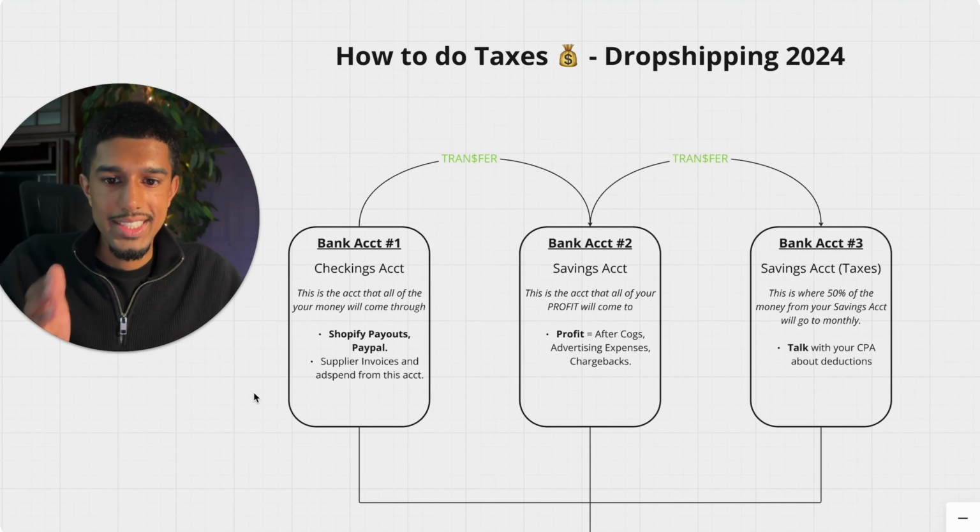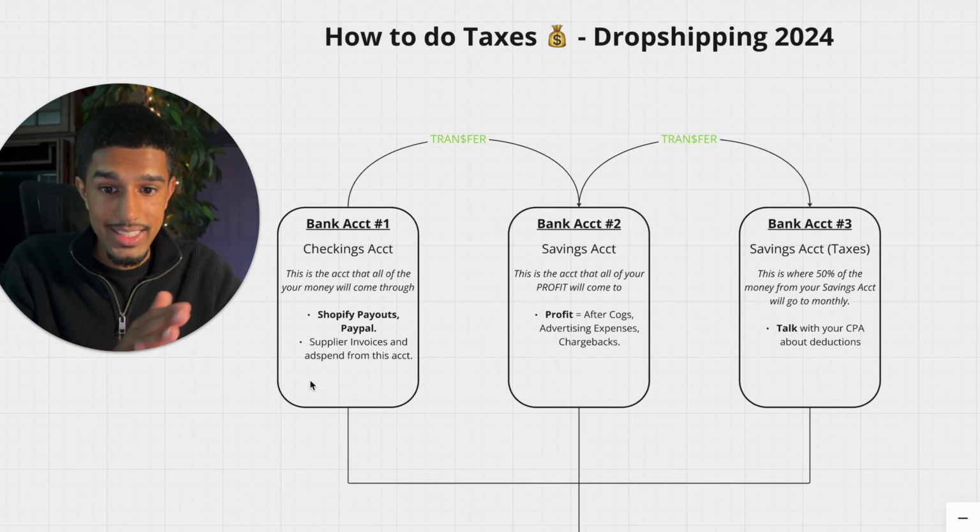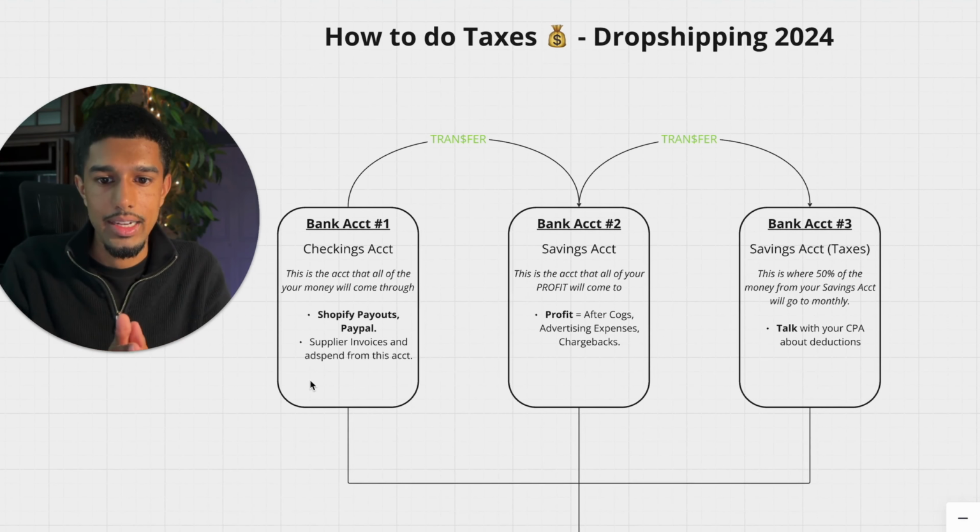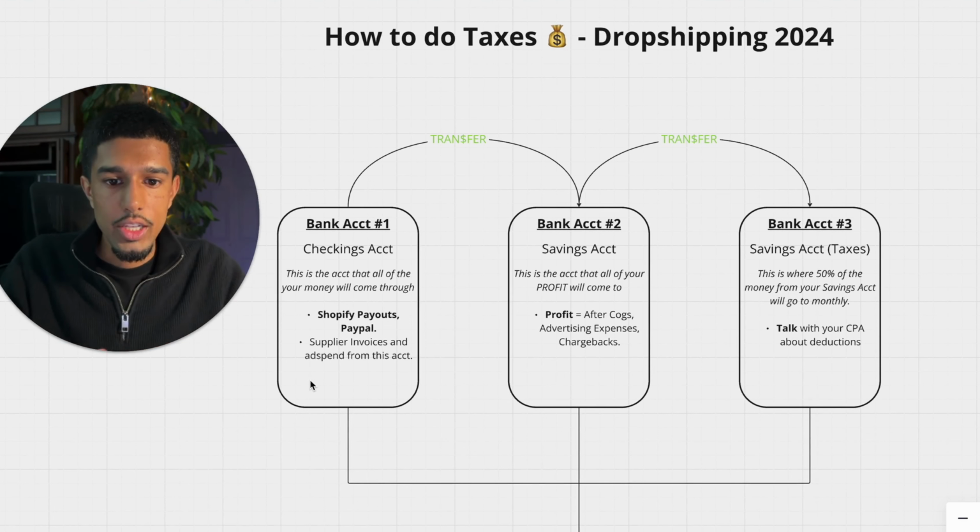So let's hop onto my computer and I'm going to show you the general layout of how I have everything set up. Okay, so this is how I have everything laid out on the back end for my business, and this makes it super easy to file taxes come tax time. I have 3 different bank accounts, bank account 1, 2, and 3. The reason I have 3 bank accounts is so I can segment all of my money.